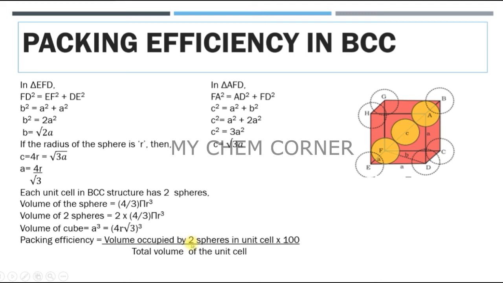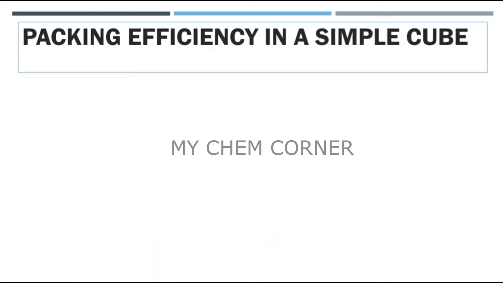So now we'll just substitute the values. The volume occupied by 2 spheres we just calculated, 2 into 4 by 3 pi r cube, divided by the total volume of unit cell, which is 4r by root 3 the whole cube. When we calculate this, you will get 68%. So this is the percentage for a BCC, 68%.